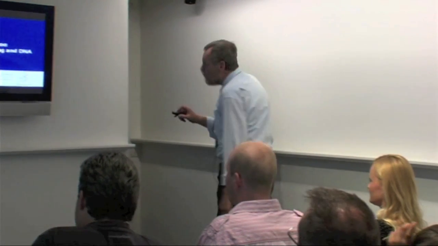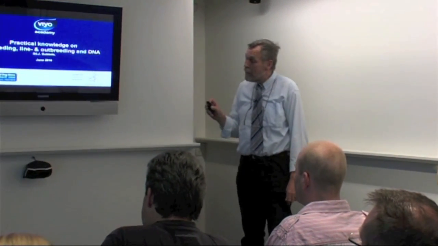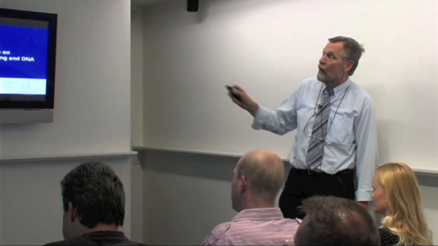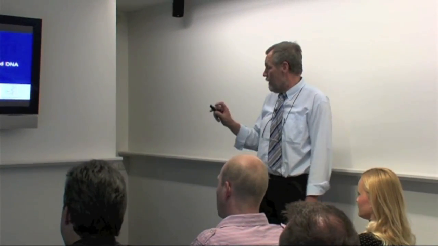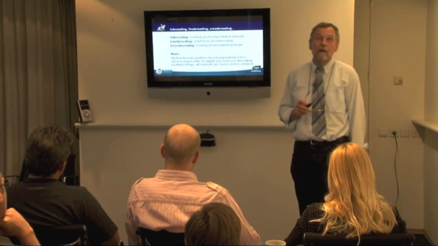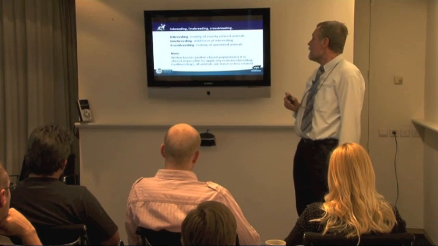Ladies and gentlemen, I would like to talk today about two items: inbreeding, line breeding and outbreeding, and on the other hand about DNA. First of all, about inbreeding. What is inbreeding? Inbreeding is mating of closely related animals.